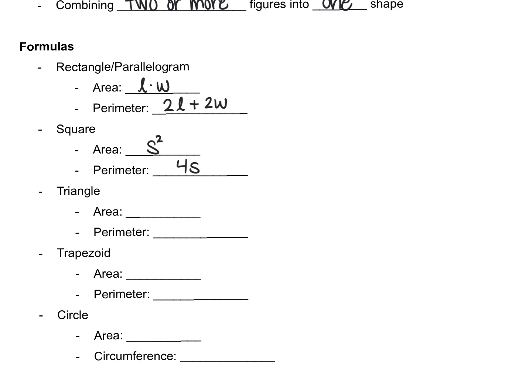Next, we're going to talk about a triangle. So the area of a triangle is 1/2 base times height. And when we talk about height here, we are talking about the perpendicular height. So that's the height going straight up and down inside the triangle. The perimeter, so a triangle doesn't really have a specific formula for perimeter. You just add all sides.